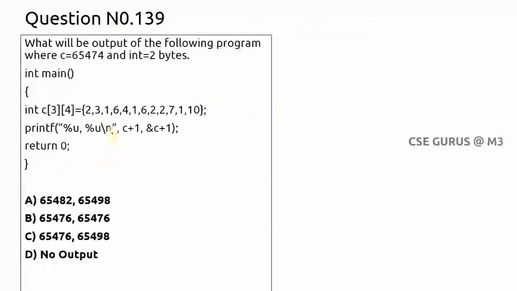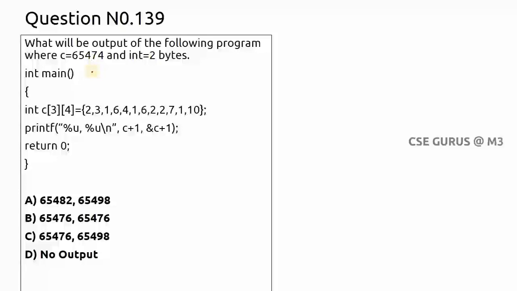Now question number 139. What will be the output of the following program, where c equals some address is given, and int is taken as 2 bytes. So c[3][4], which is a two-dimensional array, has the values stored like this: 2, 3, 1, 6, 4. What are the addresses, if I ask you? What is c+1? Anyway, c means 65,474. What is c+1?